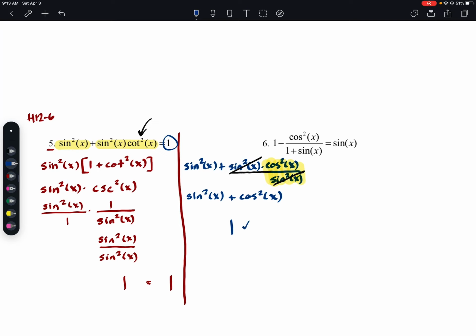So that's just a second way. There are other ways it could be done as well. You just need to make sure you're following your rules and using only true statements to get from one step to the next. That is problem 5 from H12-6.